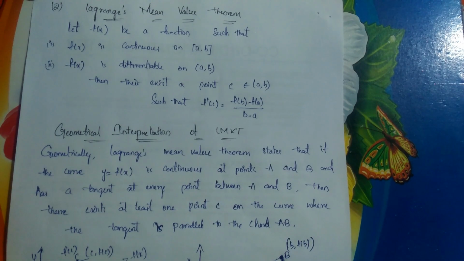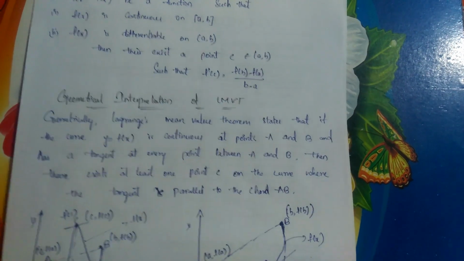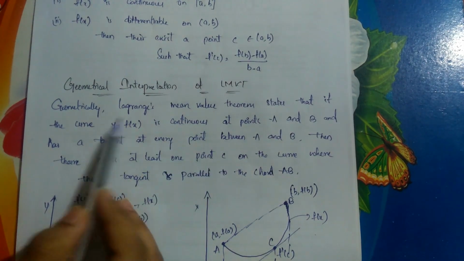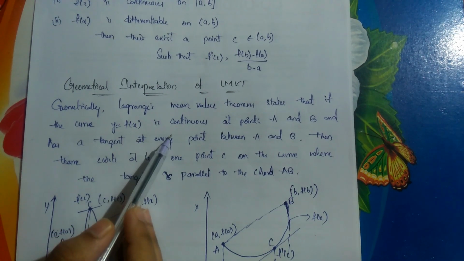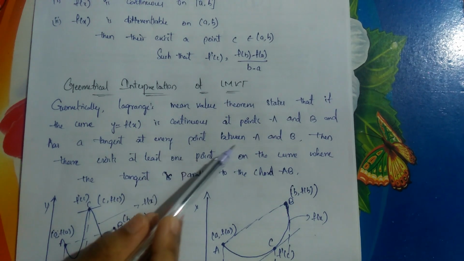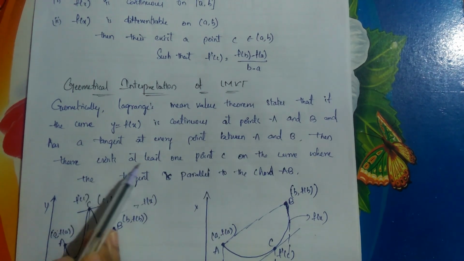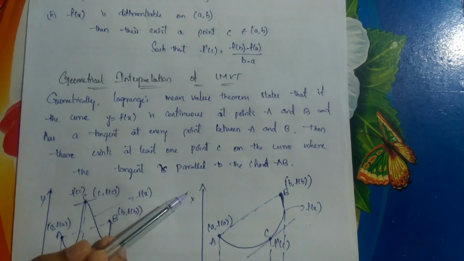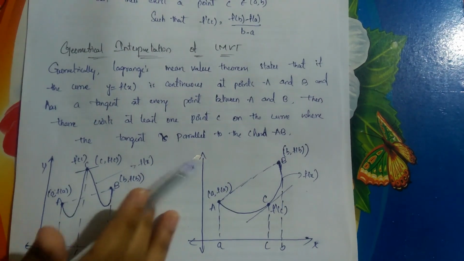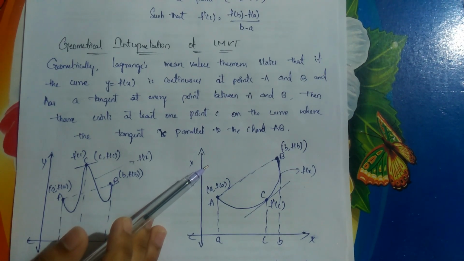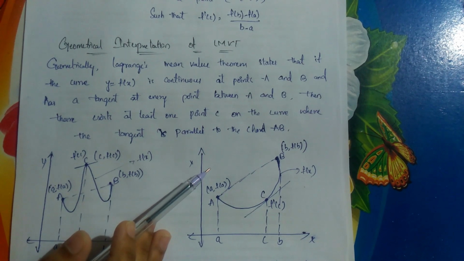Let's see the geometrical interpretation of Lagrange's mean value theorem. Geometrically, Lagrange's mean value theorem states that if the curve y is equals to f of x is continuous at points a and b and has a tangent at every point between a and b, then there exists at least one point C on the curve where the tangent is parallel to the chord AB. So there are 2 points A and B, and C lies somewhere in between those 2 points, and when we draw the tangent at the point C, the tangent is parallel to the chord AB.